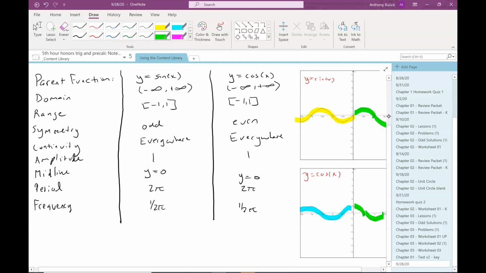And then we have these 4 terms that maybe we are not very familiar with: the terms amplitude, midline, period, and frequency. And we see that those are the same for both sine and cosine. Let's define what we mean by those 4 terms right now, so it's a little bit more clear what it is that we're talking about.